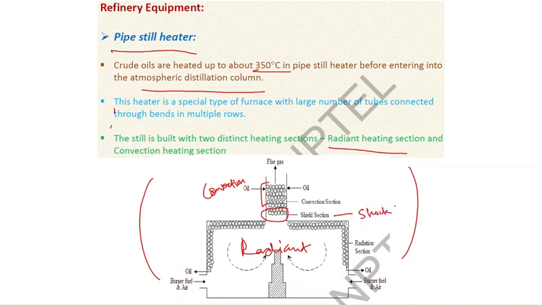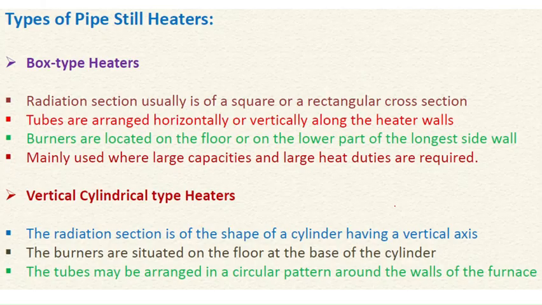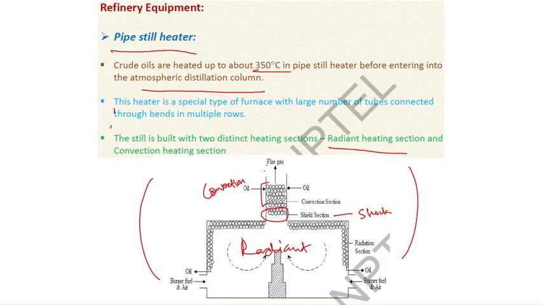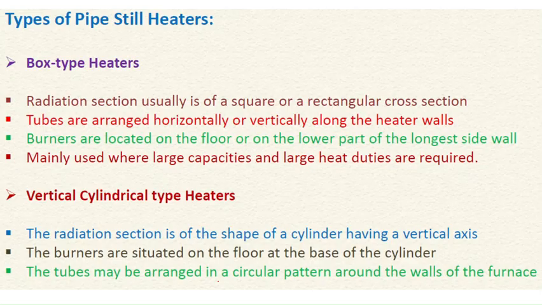So coming on to the working of this, there are two types of pipe still heaters. One is the box type heater and the other is the vertical cylinder type heater. As we can see, this is a box type heater. In the box type heater, the radiant portion is in a box form. The radiant section usually has a square or rectangular cross section, and tubes are arranged horizontally or vertically along the heating walls.